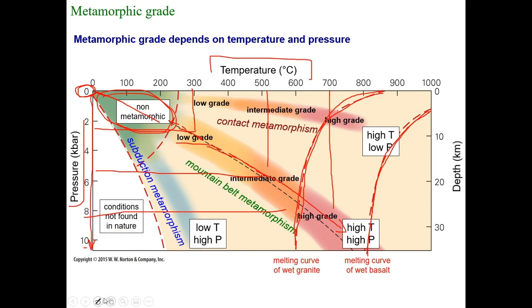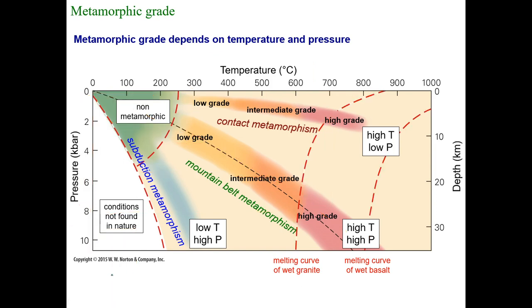Let me erase everything on here. Okay, so if you follow this PT path, this pressure temperature path, this is basically what would happen under just normal burial. That's called mountain belt metamorphism because it's just kind of burial metamorphism. Sometimes this is called regional metamorphism, and it's high temperature combined with high pressure.